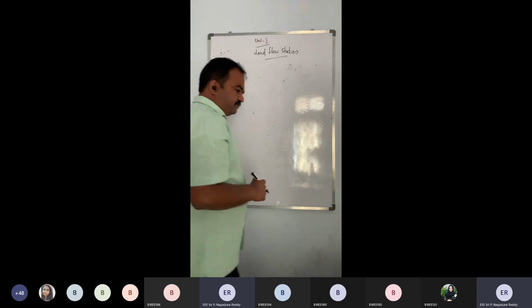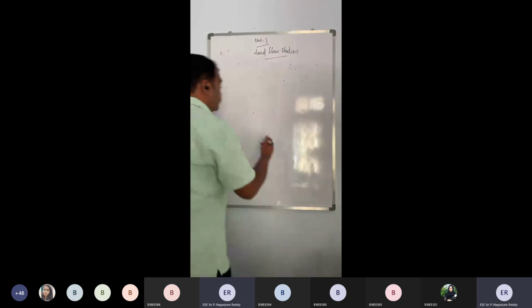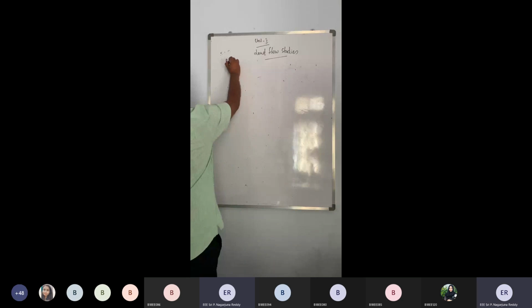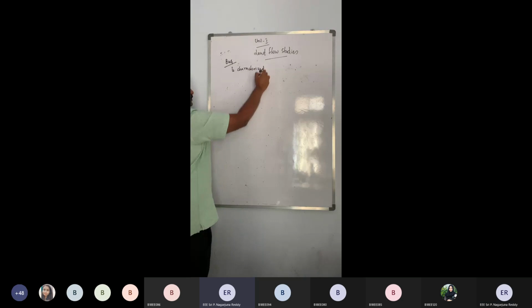Now let's see the concept of bus. As already mentioned, bus is a point where two or more elements are connected. And bus is characterized by... you take any boy or girl, what can we say about them? Okay, he'll be having some attributes, isn't it?